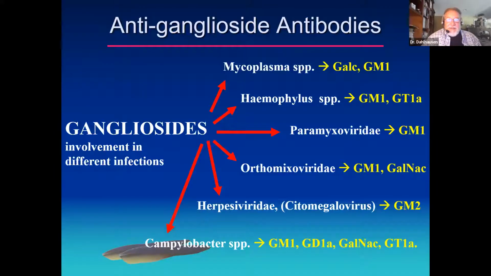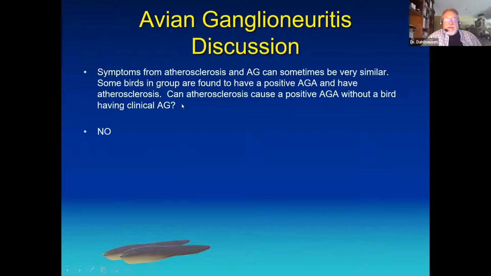Okay, let's see here. This was the one that talked about arteriosclerosis and AG being similar. Some birds in the group are found to have positive AGA. So the answer is, atherosclerotic plaque is atherosclerotic plaque, and it's causing alteration in the heart and the heart muscle, because the heart has to push harder to get through this narrow luminal tube. So you have heart disease from that situation, or you just have basic heart disease because as the bird is aging, there are a lot of factors going on.